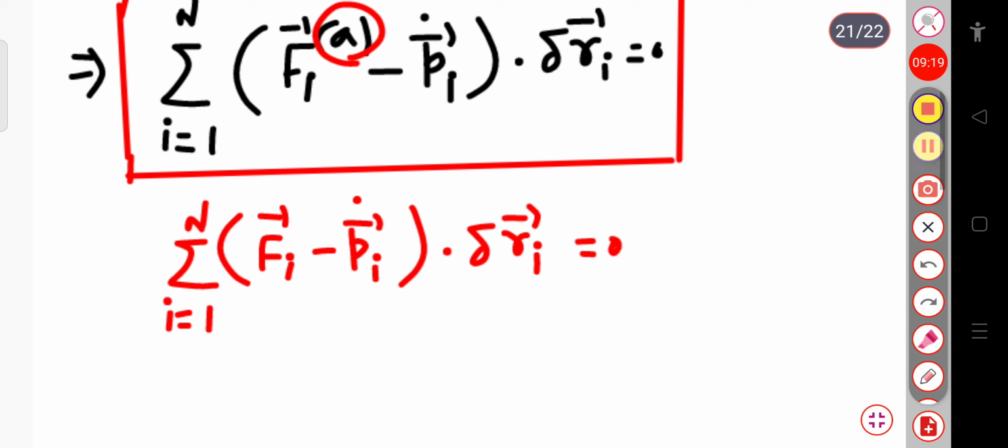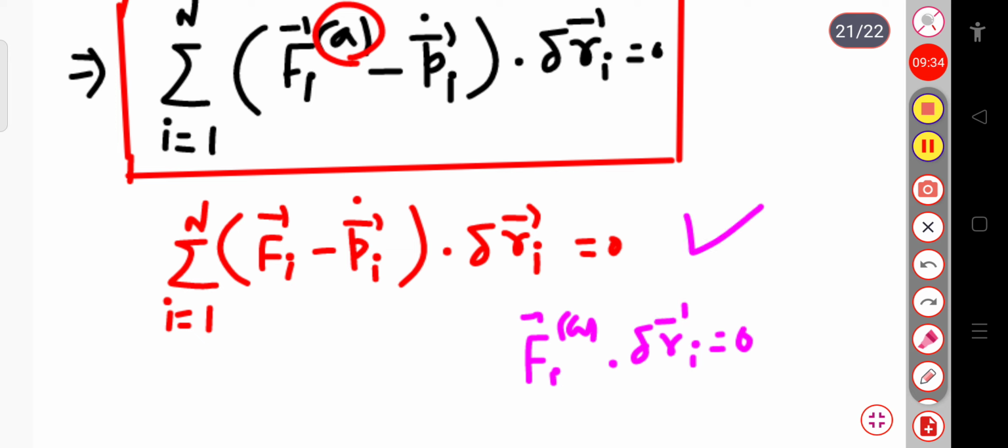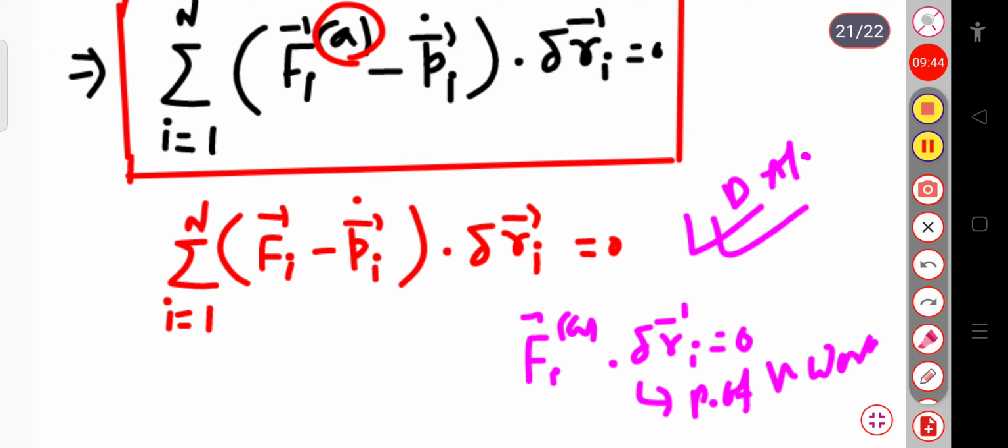Now if I summarize the principle of virtual work and the D'Alembert's principle, you can see that in case of the principle of virtual work, that is the force applied dot delta ri equal to 0. But in case of the D'Alembert's principle, this is Fi minus Pi dot, delta ri equal to 0. This is the principle of virtual work, and this is the D'Alembert's principle. This is the basic difference between these two.